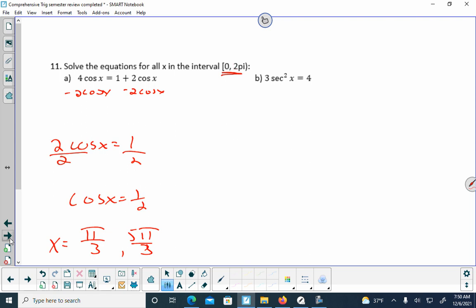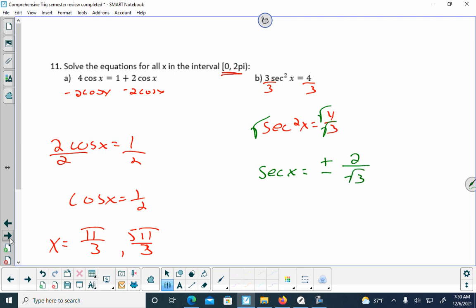The next one, I have secant squared x is equal to 4, so I'm going to divide both sides by 3, and I'll have secant squared x is equal to 4/3. I'm going to solve that, so I'm going to take the square root of everything. So I'm going to have secant of x. When I take the square root, I'm going to write plus or minus. The square root of 4 is 2. The square root of 3 I'm going to leave as the square root of 3.